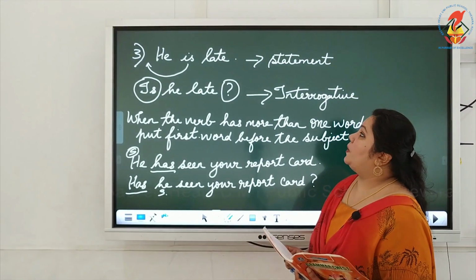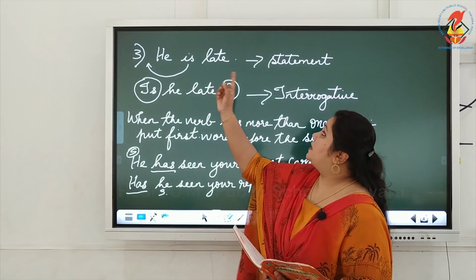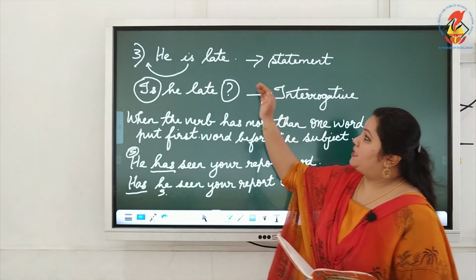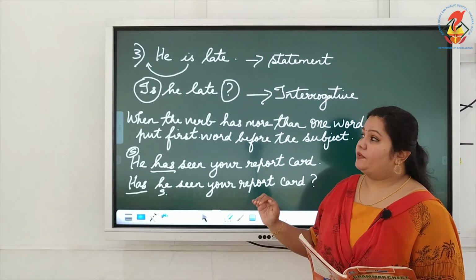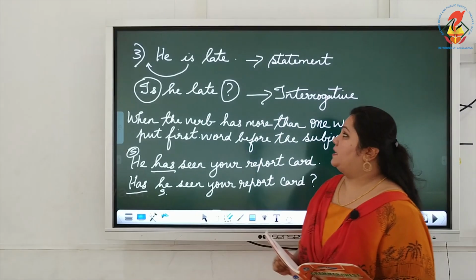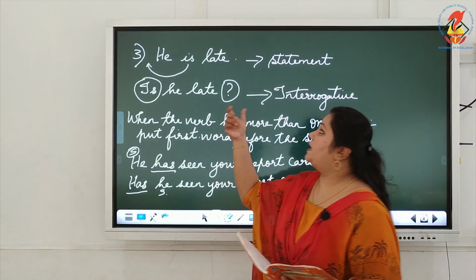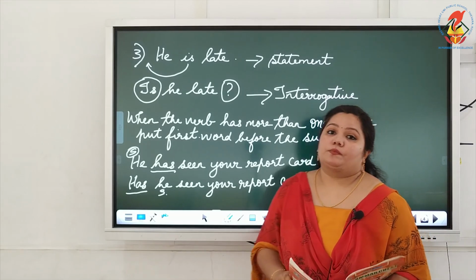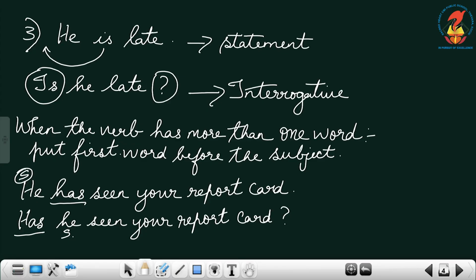Now look at the third one. He is late is the sentence or the statement. Now that statement, when we change it into an interrogative sentence, we place is before the subject he. So is he late is our interrogative sentence. Now when the verb has more than one word, what do we do? We put the first word before the subject. So have a look over here.